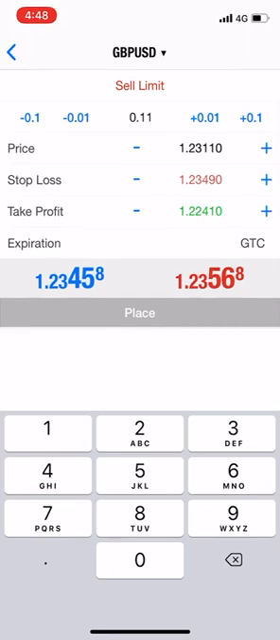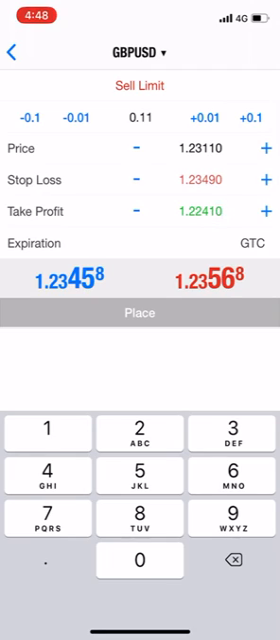So before I place the trade, it is a British pound and the US dollar. It is a sell limit. The number we calculated is 0.110. The entry price is 1.23110. The stop loss is 1.23490. The take profit is 1.22410.